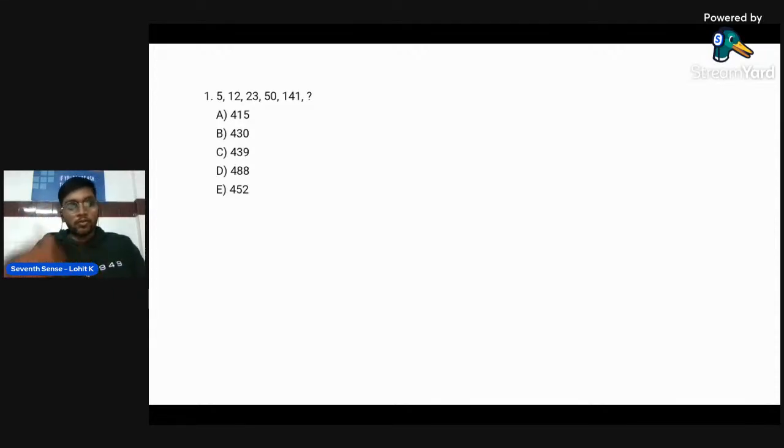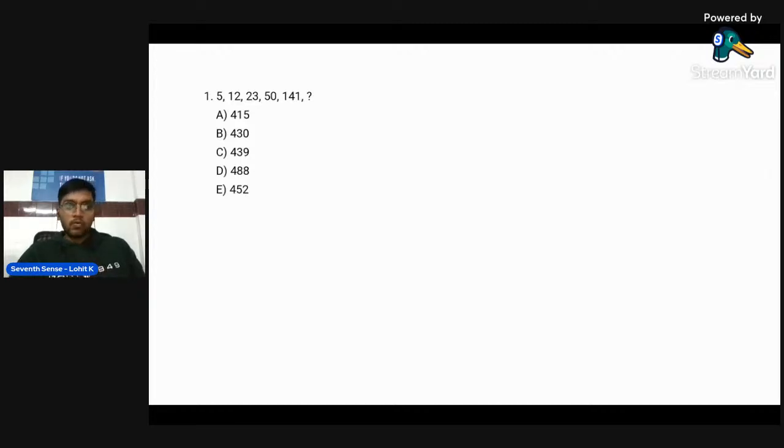Those series we are going to call arithmetical number series. The same thing we have one more as geometric series. In geometric series, they will be using only multiplication and division. So if they're using division and multiplication in that particular sequence, we'll be calling it geometrical number series.